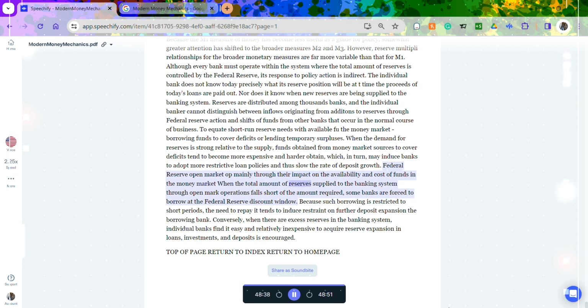When the total amount of reserves supplied to the banking system through open market operations falls short of the amount required, some banks are forced to borrow at the Federal Reserve discount window. Because such borrowing is restricted to short periods, the need to repay it tends to induce restraint on further deposit expansion by the borrowing bank. Conversely, when there are excess reserves in the banking system, individual banks find it easy and relatively inexpensive to acquire reserves, and expansion in loans, investments, and deposits is encouraged.